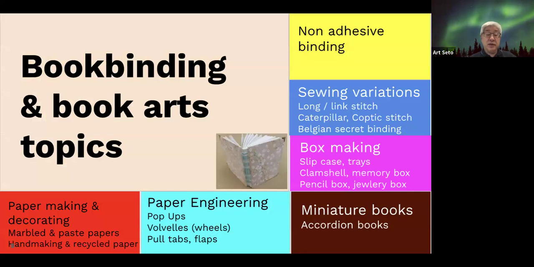Some of the topics we'll talk about under bookbinding and book arts are non-adhesive books, different kinds of sewing variations such as long and link stitch, caterpillar stitch, Coptic stitch, Belgian secret binding, and more. Box making, we'll take a look at slipcases and trays and clamshells and memory boxes and pencil boxes and leather jewelry boxes, for instance. Paper engineering, what we often call pop-ups, include pop-ups themselves, wheels, pull tabs, flaps, and other products. And we'll take a look at making a pop-up book.